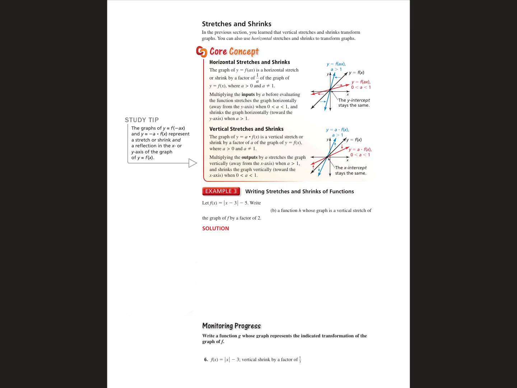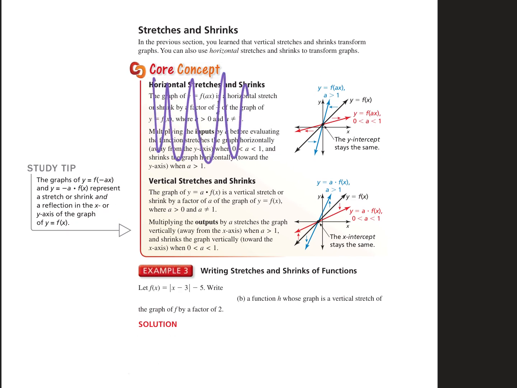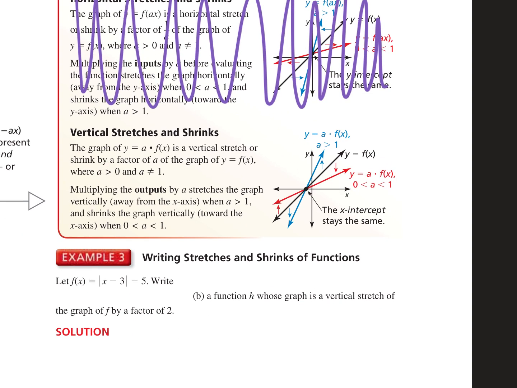All right, next we're going to talk about stretches and shrinks. So we're not going to do horizontal stretches or shrinks, so we can cross that one off. We're going to look at vertical stretches and shrinks. When you have a vertical stretch and shrink, that happens outside. And everything gets multiplied by that number.